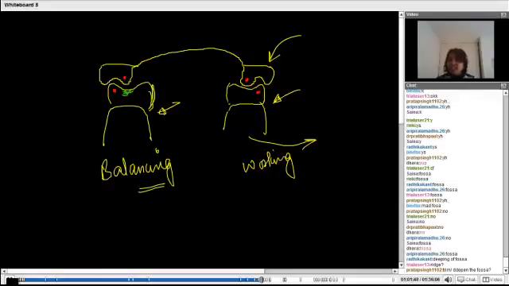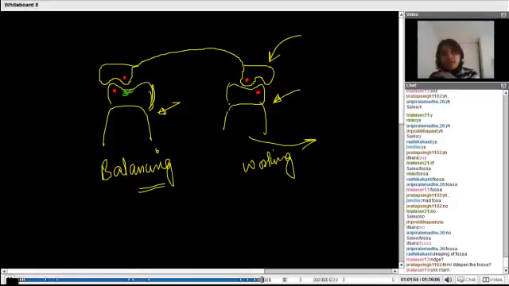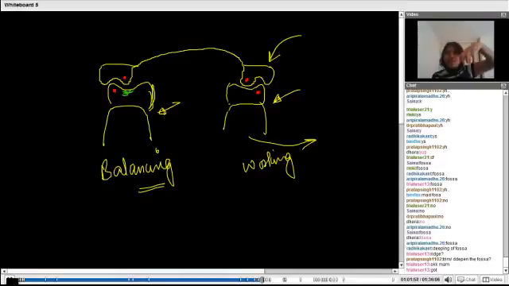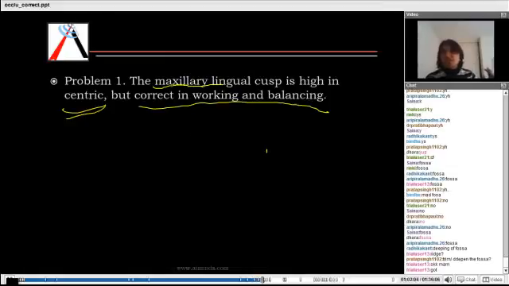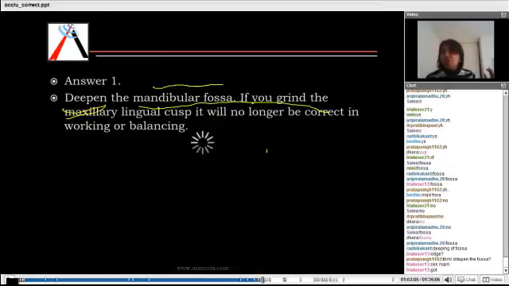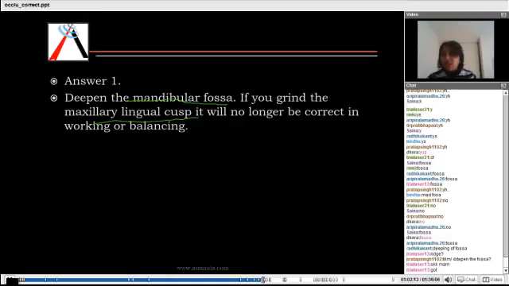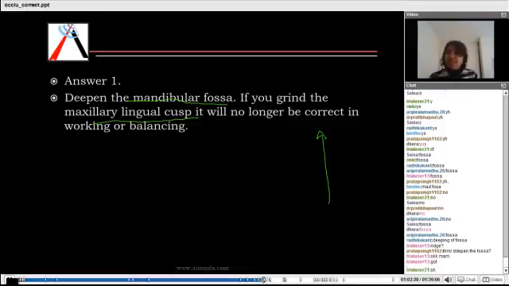Saurabh, if it was contacting a ridge, yes, we will grind the ridge. You're getting my point here. We are not grinding the cusp. We are grinding something that is opposing the cusp. Why are we not grinding the cusp? Because this cusp will come in contact with other positions also. Okay. So the answer is deepen the mandibular fossa. If you grind the maxillary lingual cusp, it will no longer be correct in balancing and working positions, because it was previously correct in those positions.